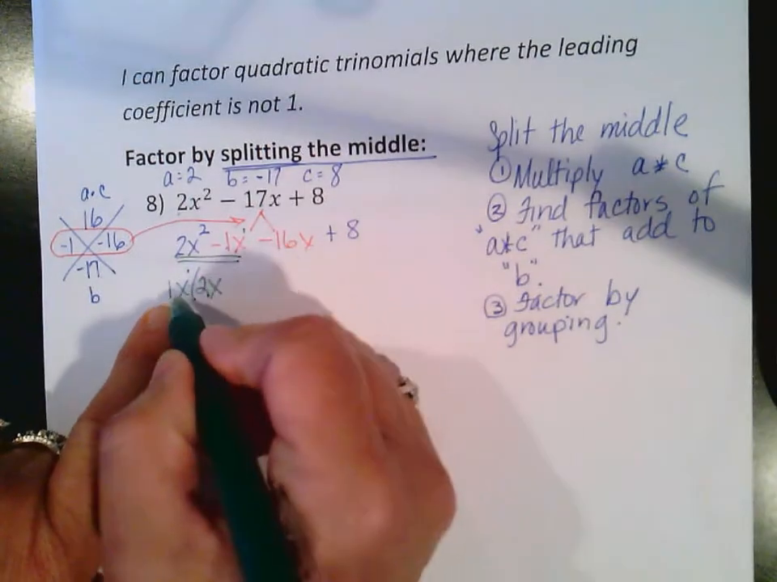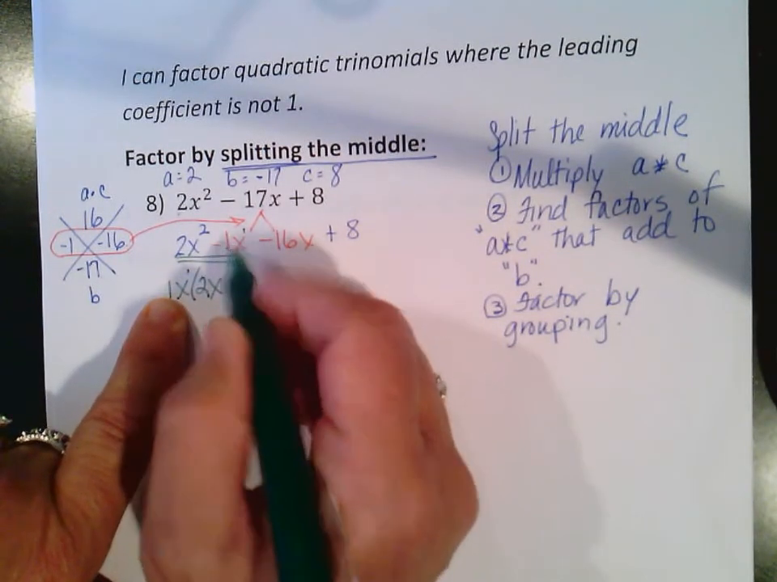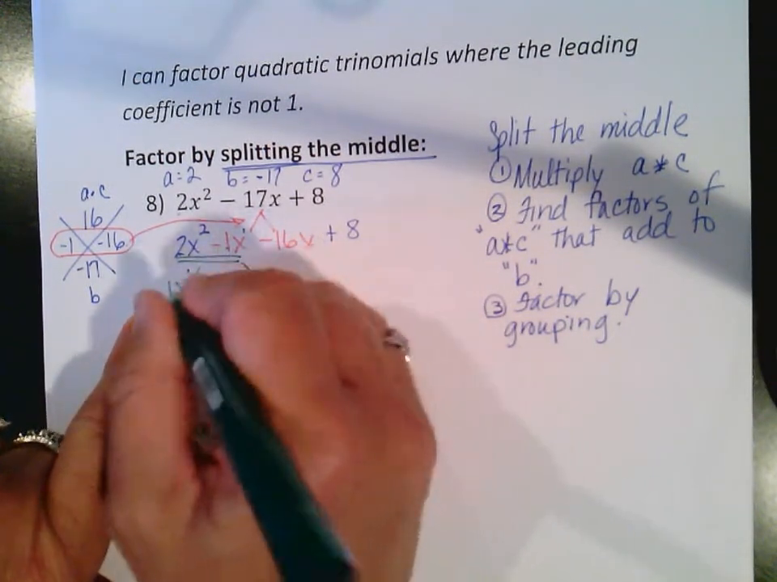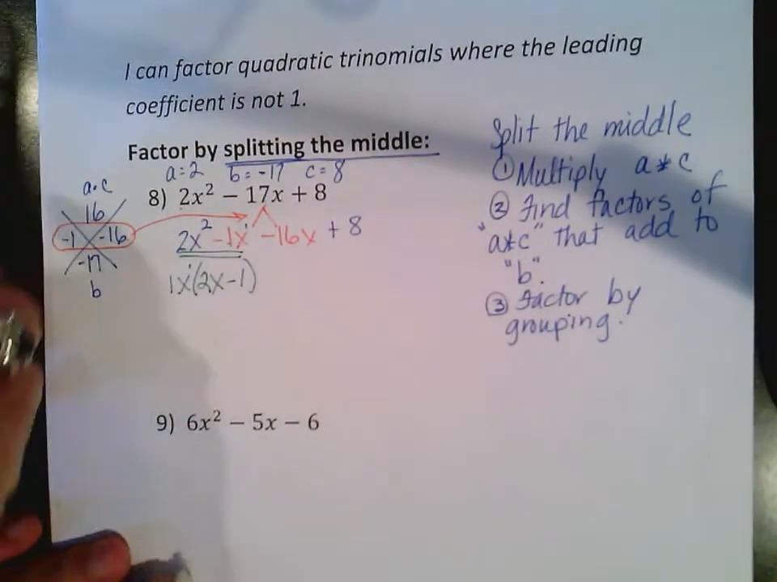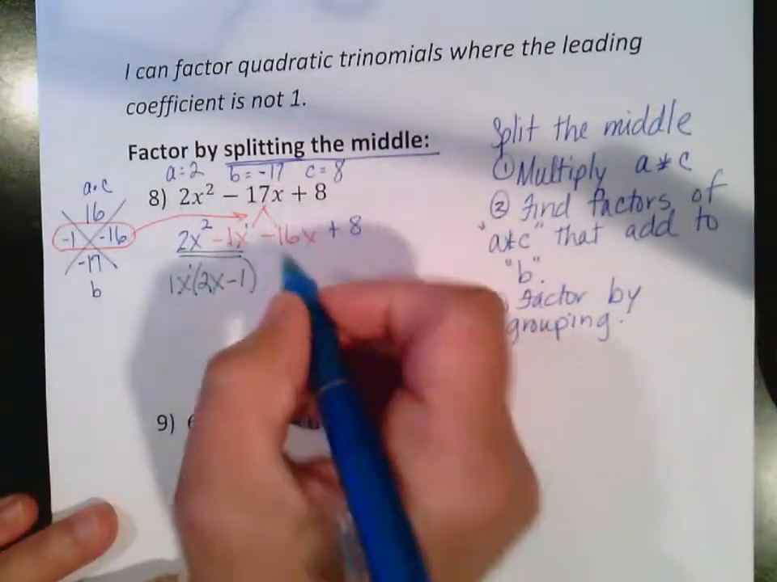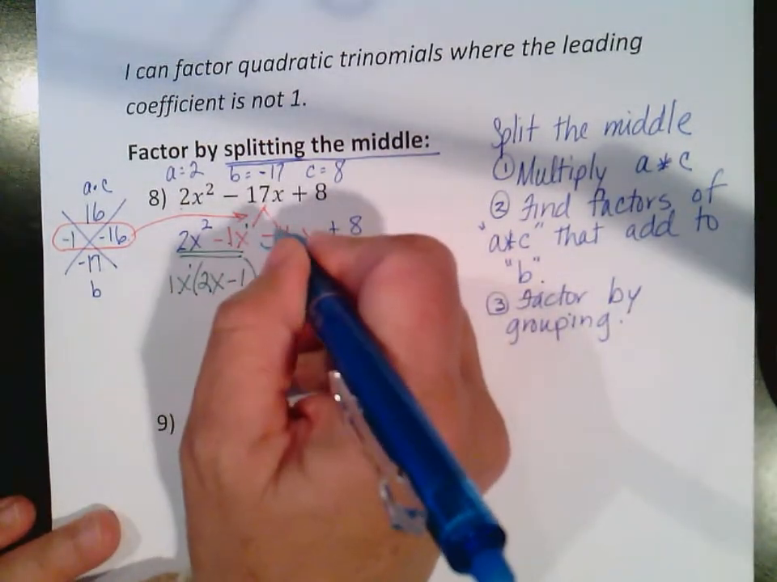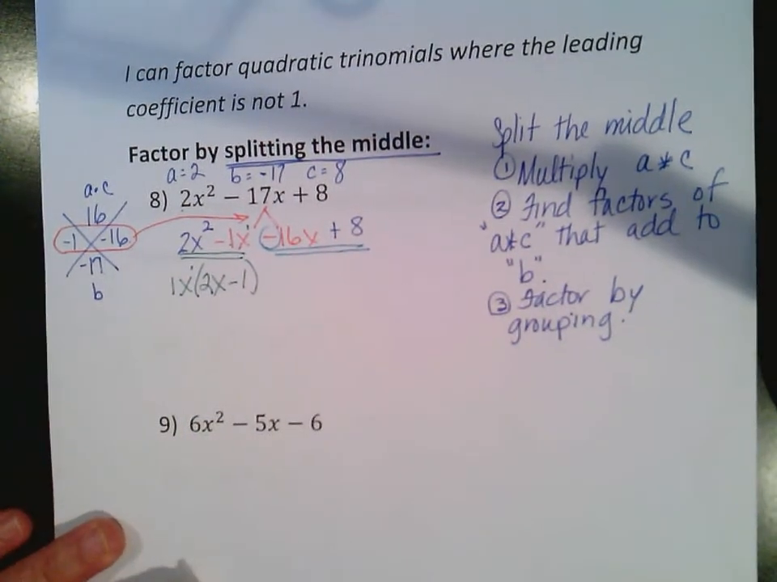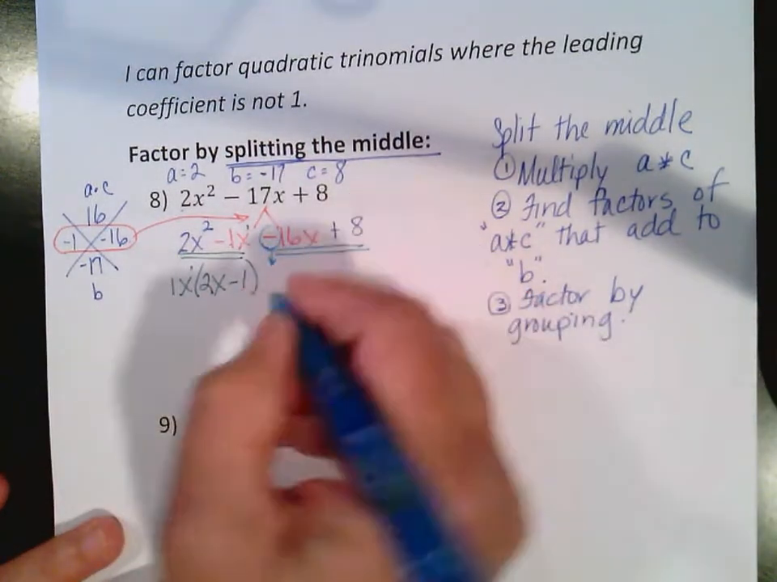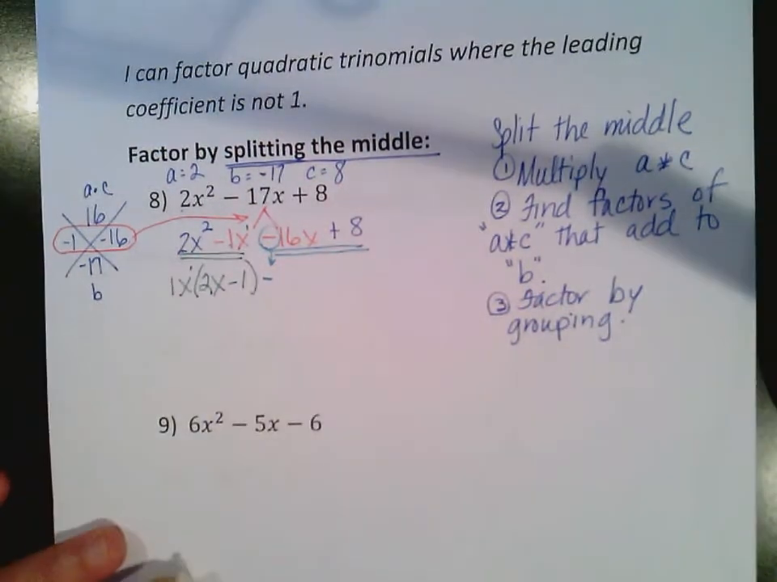And then what times 1x will give me negative 1x? That would be a minus 1. Minus 1 times 1x would give me negative 1x. Then we go to our second grouping. And remember, when we're factoring by grouping, if the sign in front of that second group is negative, that means I'm factoring out a negative from this group. So I just go ahead and put the minus sign there so I don't forget that.